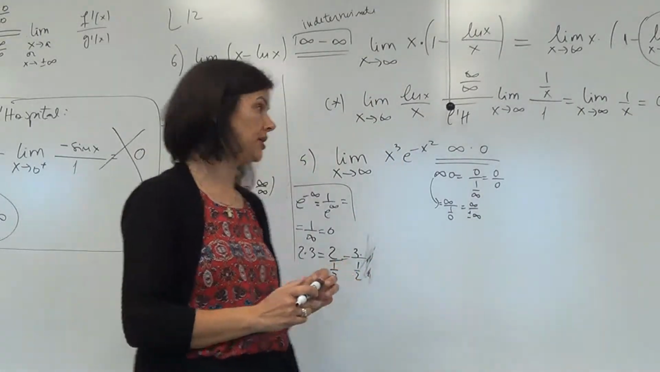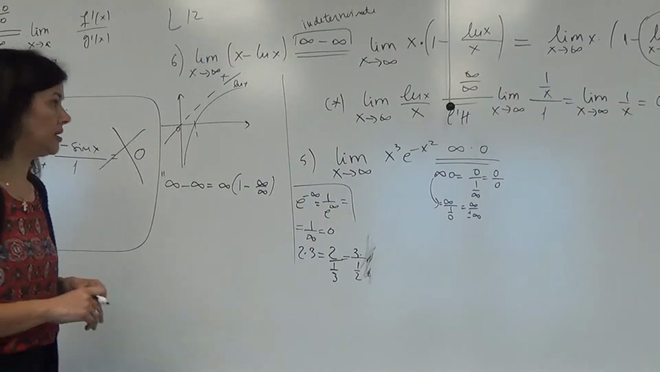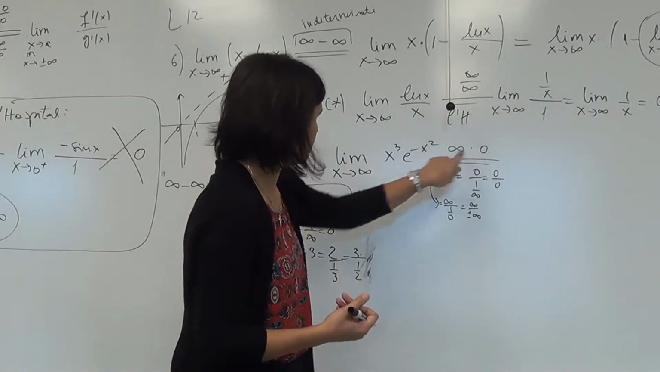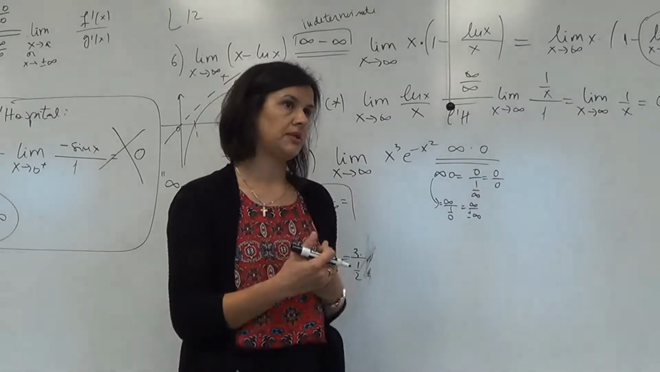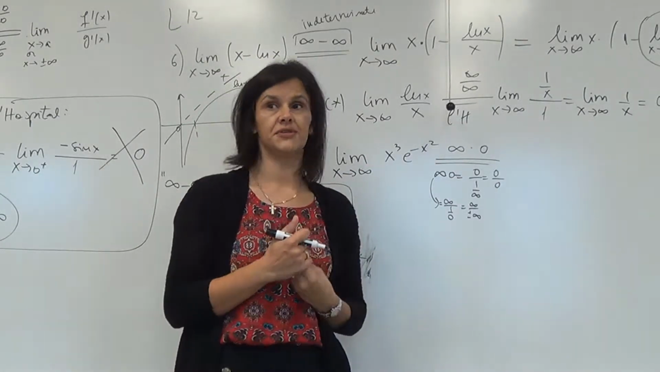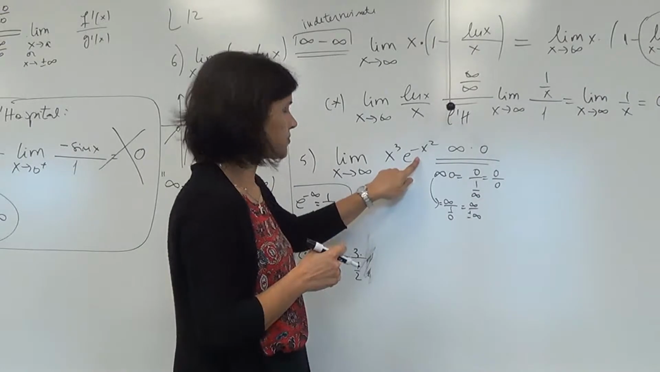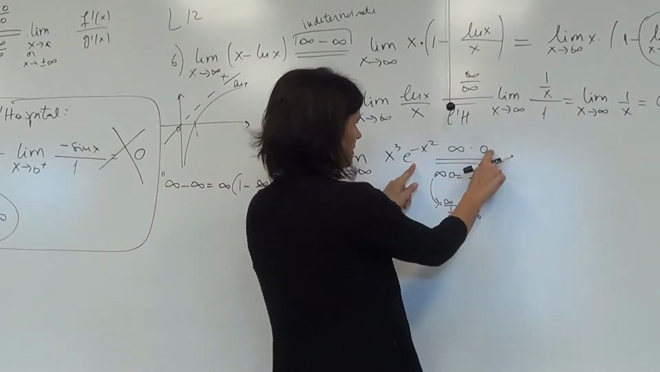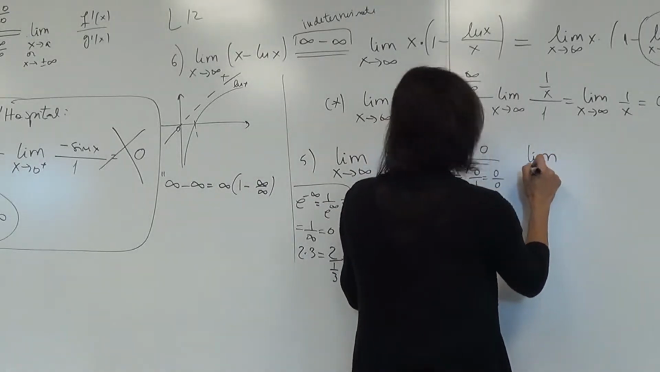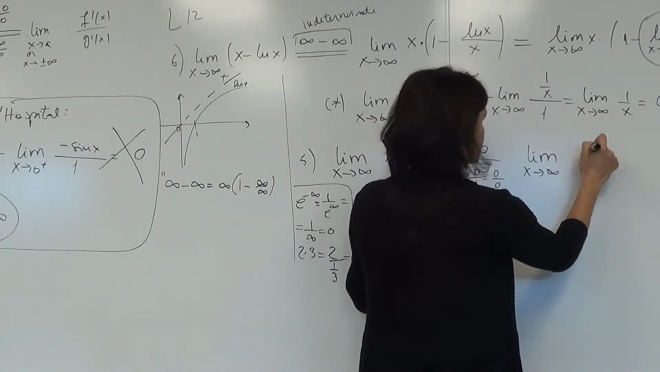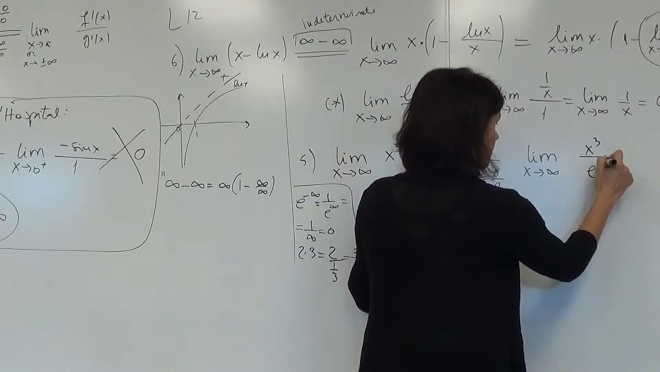So you can change the product for L'Hopital, depending on which one gave me 0. In my case, this one here. Which one is easier to send to the denominator as an inverse? e to the negative x squared. This 0 will be sent to the denominator. So it will be the limit of x going to infinity of x cubed over e to x squared.